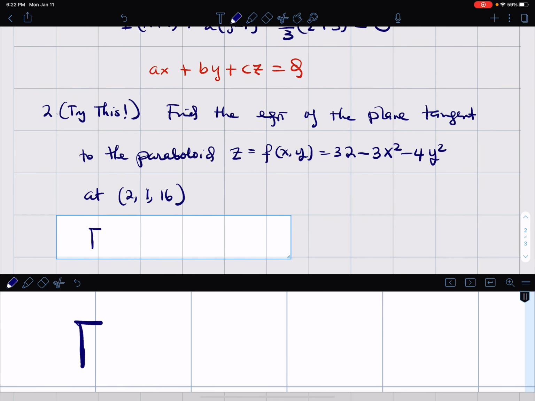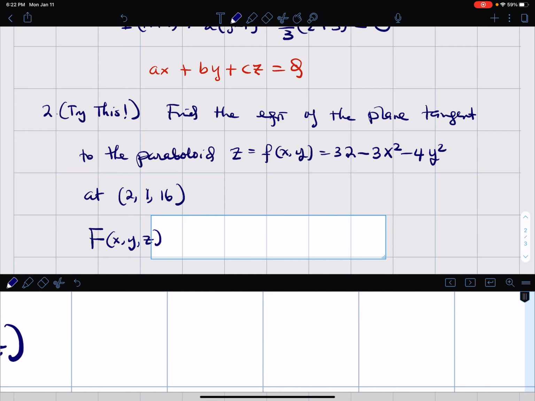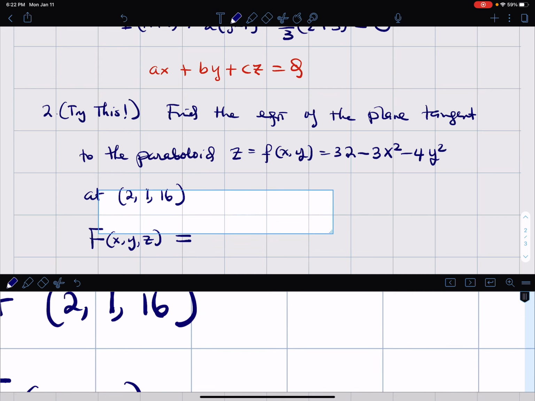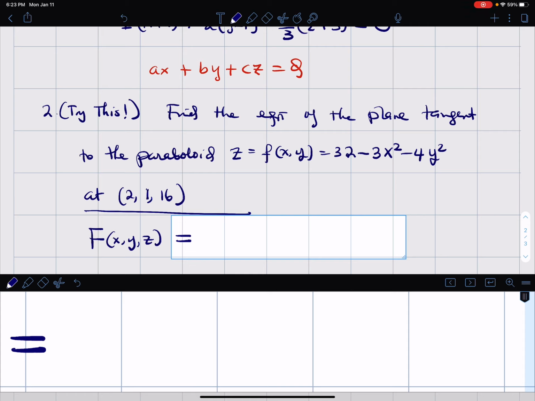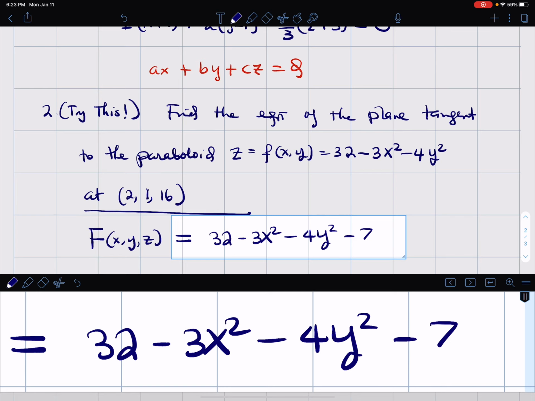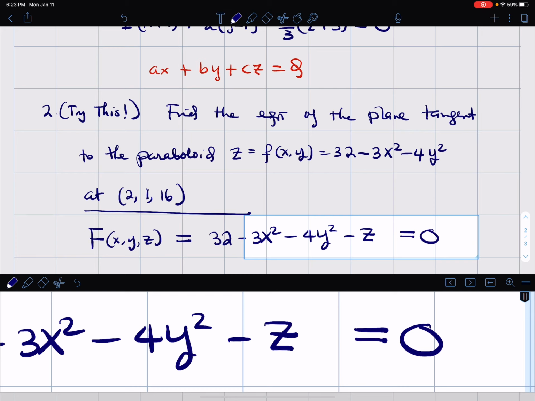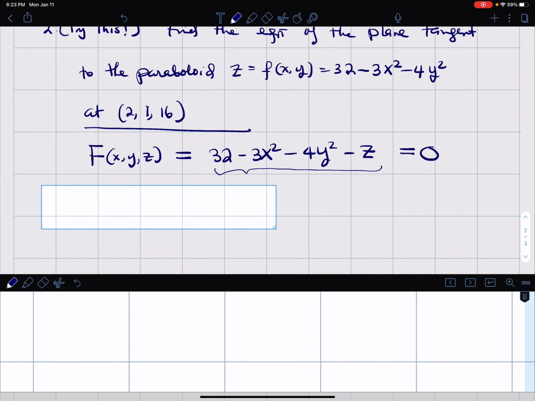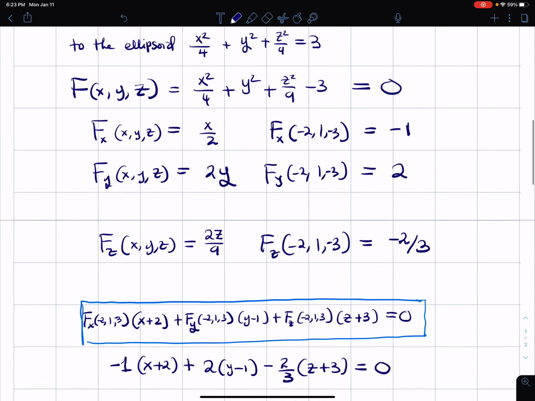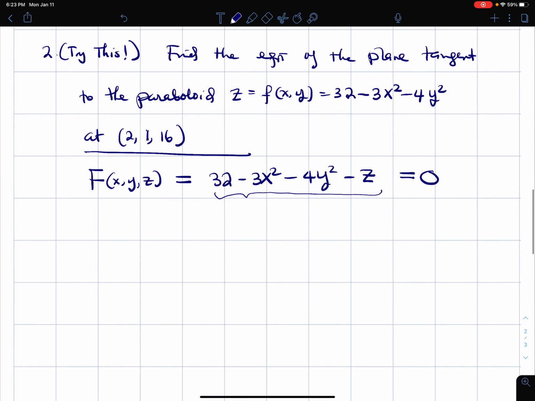I'm going to start it off for you by describing what your F of x, y, z is. If you take z to the other side, it becomes negative z. So you can write it as 32 minus 3x squared minus 4y squared minus z, and this is equal to 0. So this is the function you're dealing with. Then you do what we essentially did in the first problem. All right, I would like to see what you got for that.